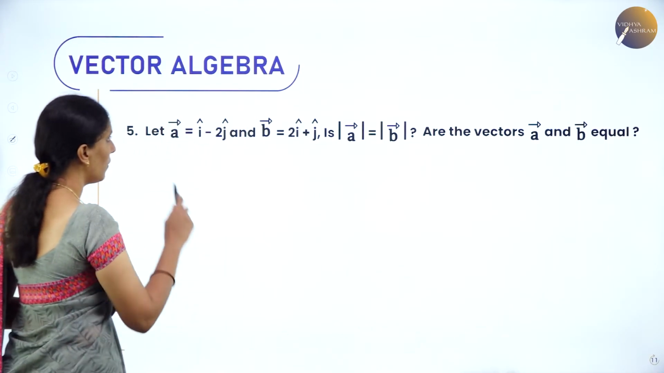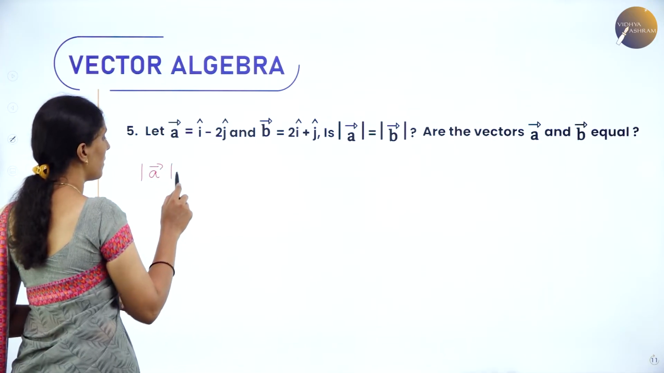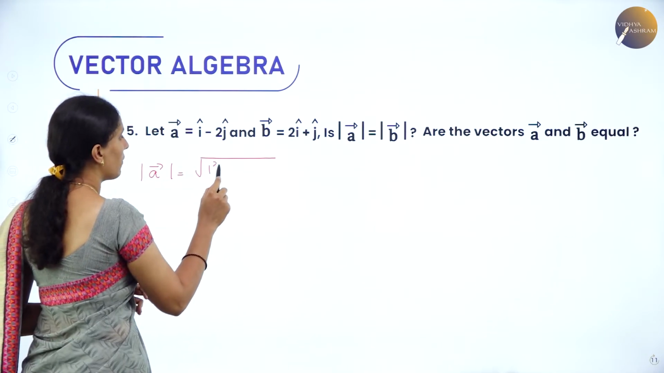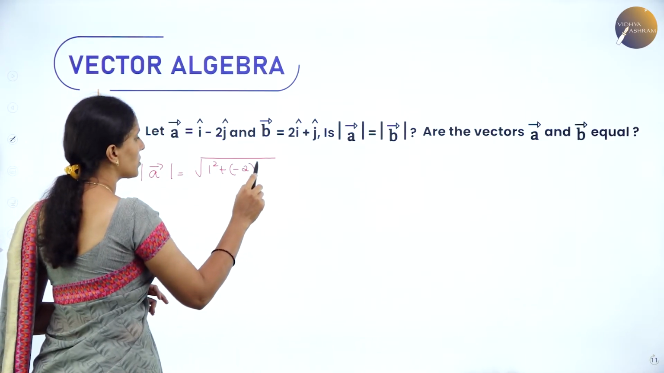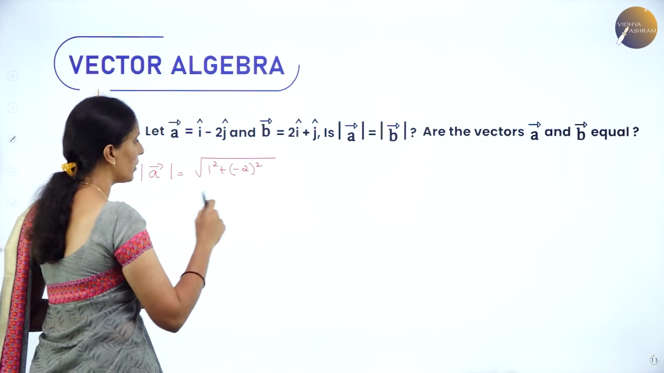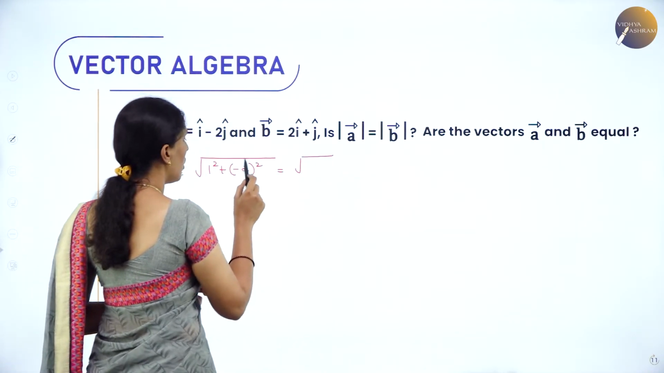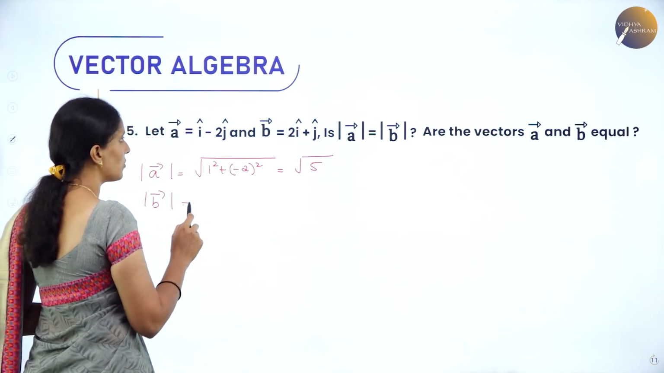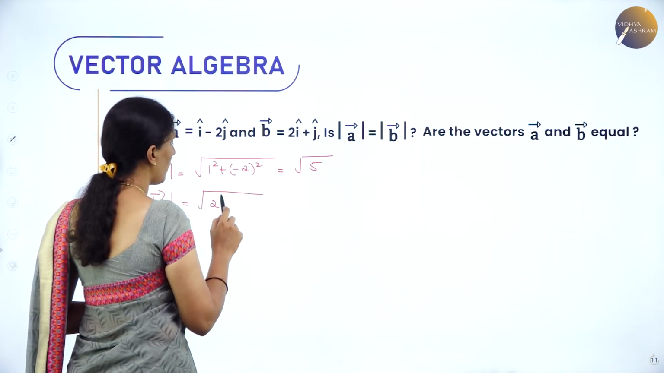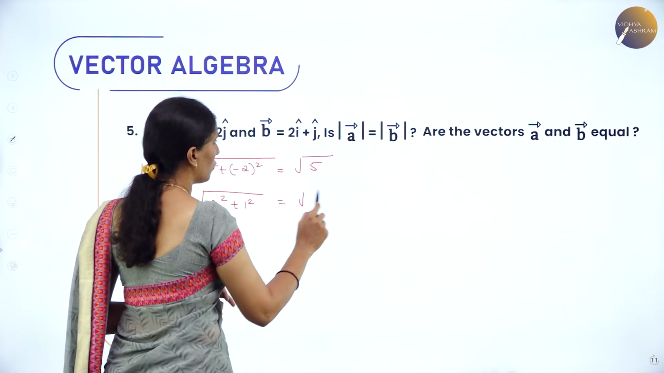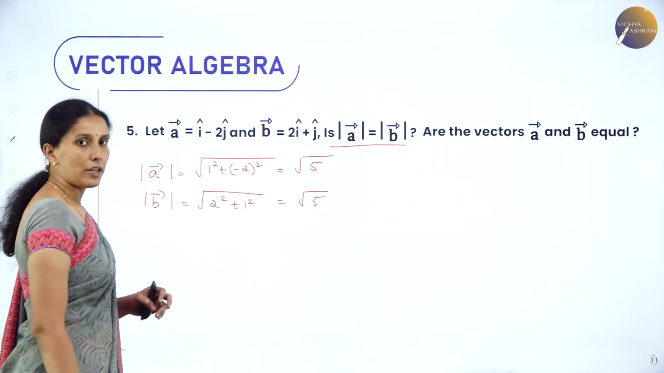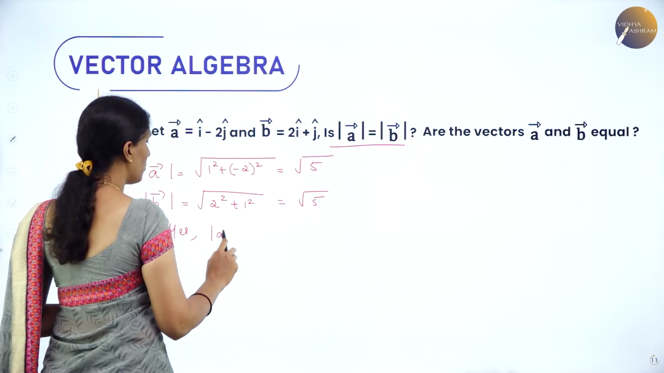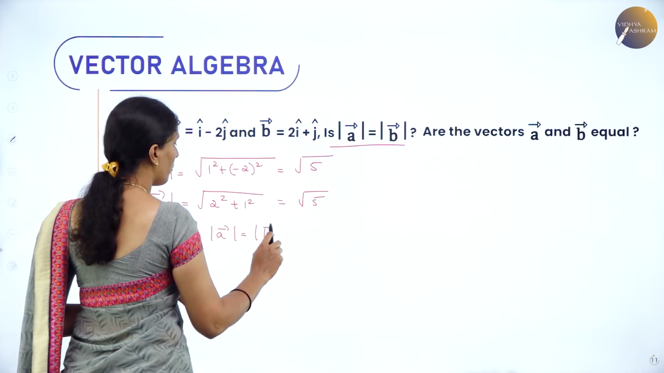Now first let us see what is the magnitude of vector A. Magnitude of vector A is the square root of its components, that is 1 square plus minus 2 whole square. There is no k component, so no need to write. So it is the square root of 5. Let me see for vector B, that is modulus of vector B is 2 square plus 1 square, equal to root 5. So is magnitude of vector A equal to magnitude of vector B? Yes. Magnitude of vector A is equal to magnitude of vector B.